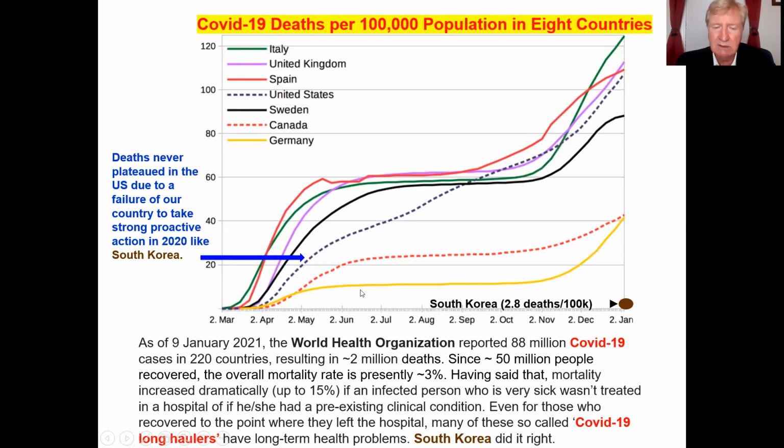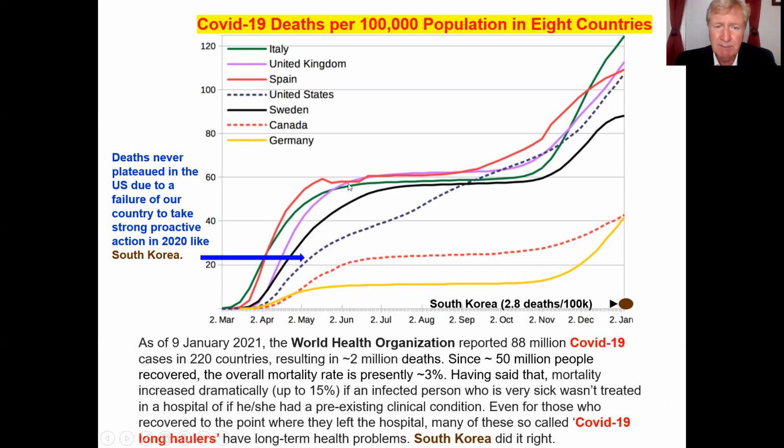So here are the death curves of Italy in green, UK in purple, Spain in red, United States in dotted blue, Sweden in black, Canada in dotted red, Germany in yellow, and South Korea here in brown. What happened in Italy and Spain is that so many people got infected early on that the hospitals could not take care of all those people that they normally would, and so the death rate was about 15%.